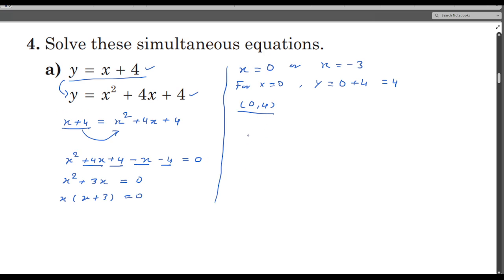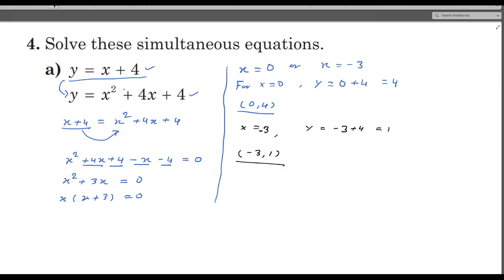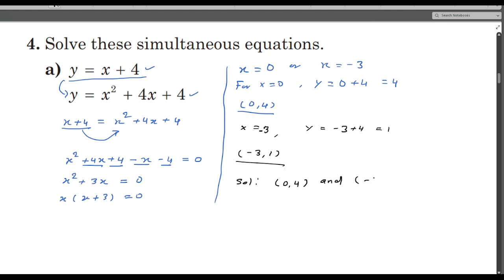Now I have one more value of x, so x is equal to minus 3. Let us find out what we get for x is equal to minus 3. Your y is minus 3 plus 4. Minus 3 plus 4 is 1. So minus 3 comma 1 is your other solution. Okay, so we have two solutions for these two equations. One is your 0 comma 4 and the other is your minus 3 comma 1.